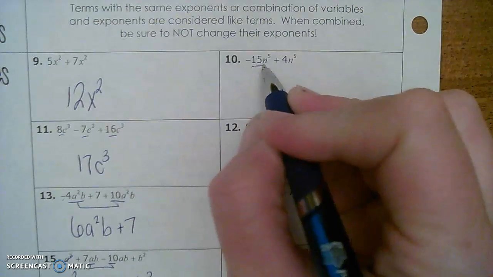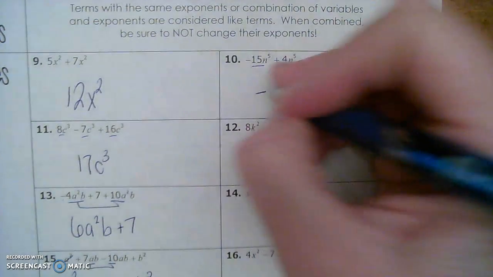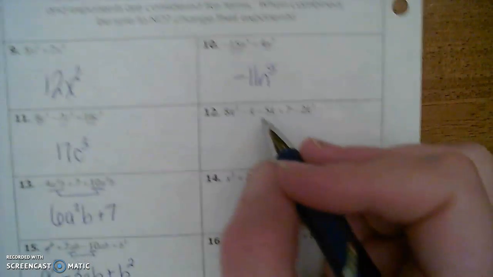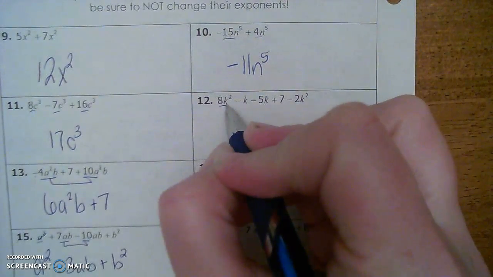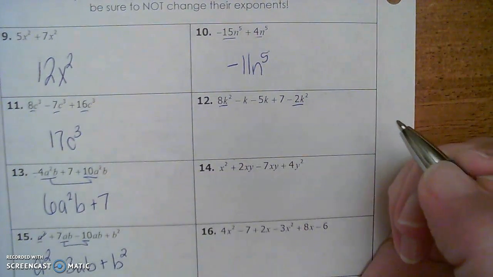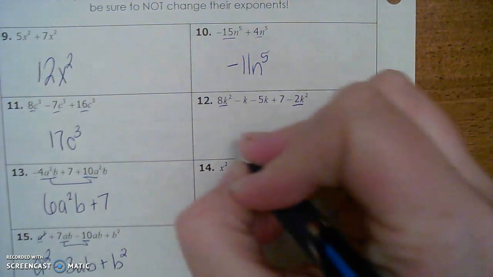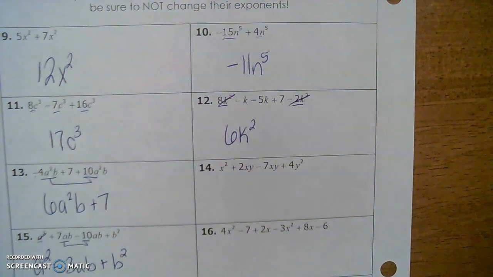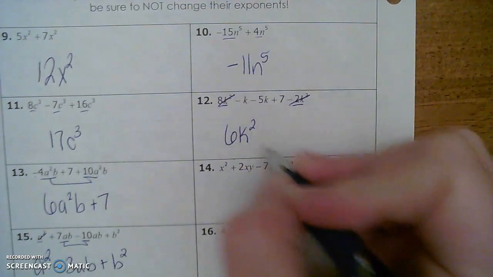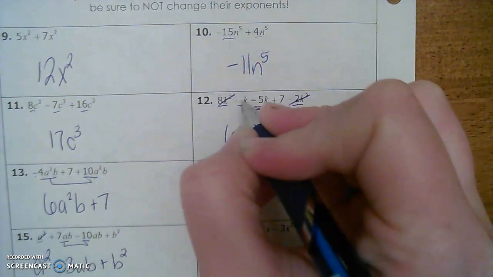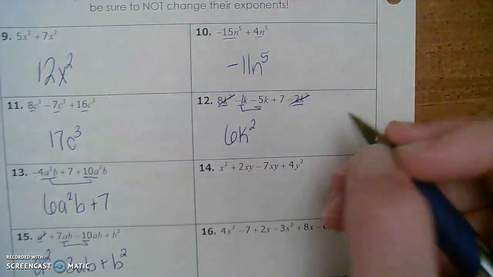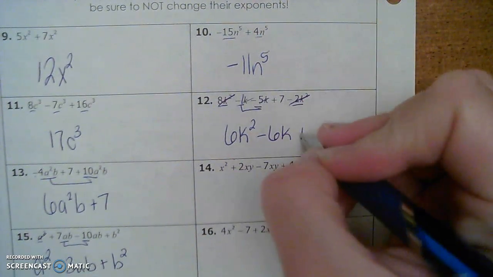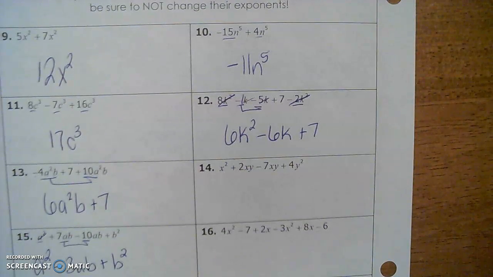Number 10, we have negative 15 plus 4, so negative 11, n to the 5th. Here we have 8k squared minus 2k squared. That would give us 6k squared. And again, it's really helpful to cross them off. This, you need to be really careful. This is a negative 1 minus 5. That gives us negative 6k, and then plus 7.